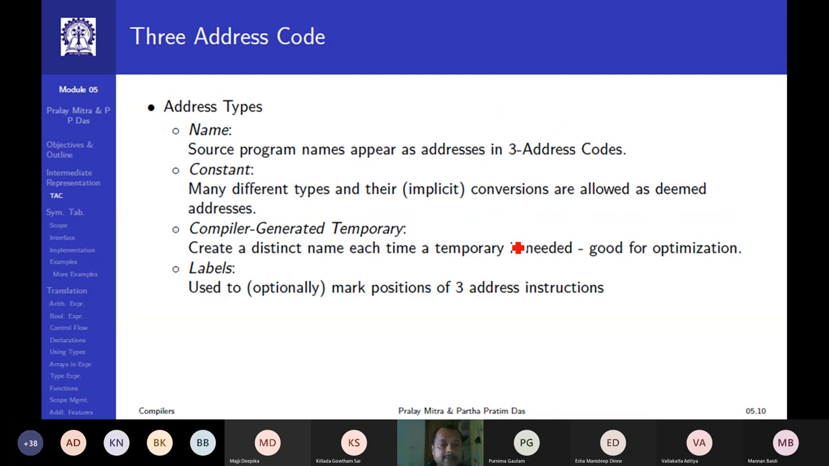Addresses are of several types. You are familiar with this name, that is my identifier or ID. This constant may be an integer constant or floating point constant, that we considered as num in my grammar. In addition to that, two more things will come. One is called the computer generated temporary, another is labels. So first, the computer generated temporary.